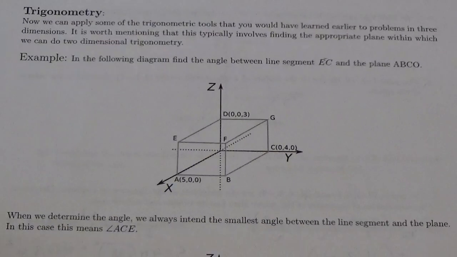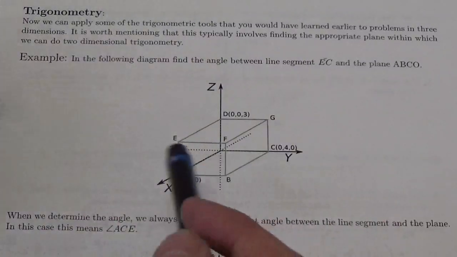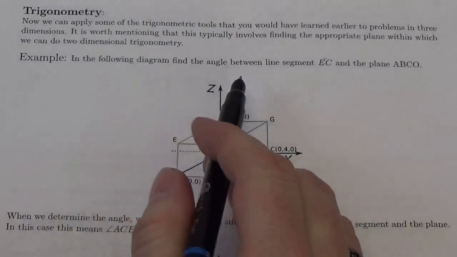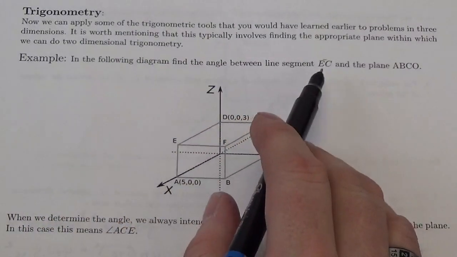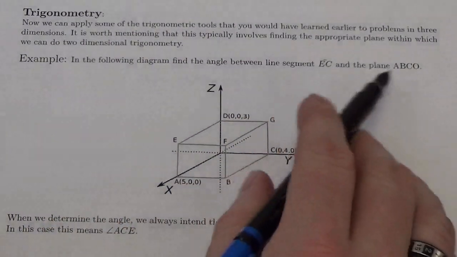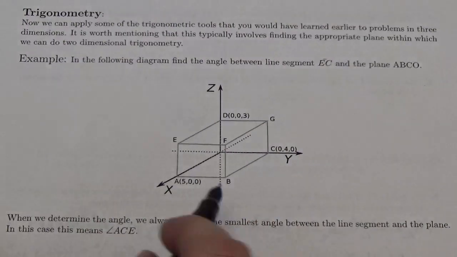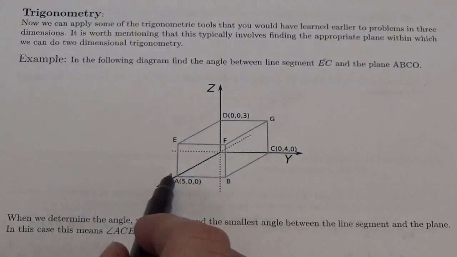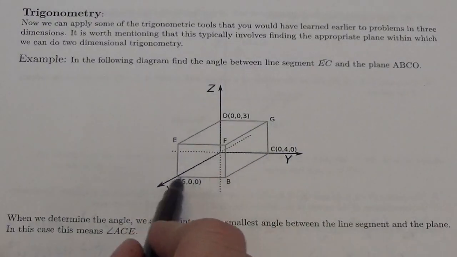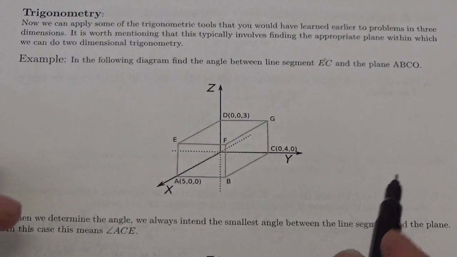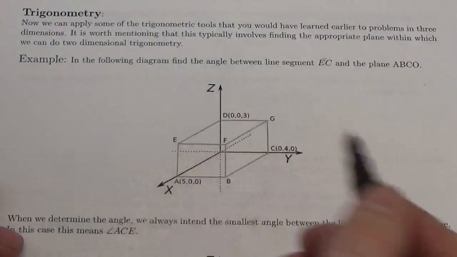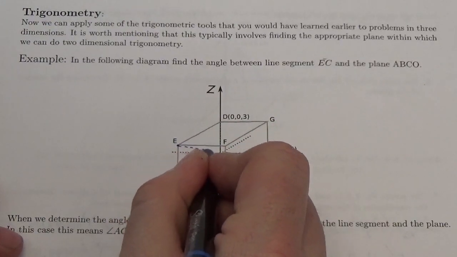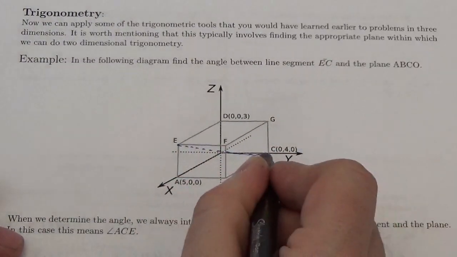Okay, well, let's just use the example I was referring to a couple of seconds ago. The question says, in the following diagram, the angle between the line segment EC and the plane ABCO. O refers to the origin here, and ABCO is the bottom of this prism that you're seeing right now. EC is the line segment that goes from this corner all the way down to that corner right there, C.